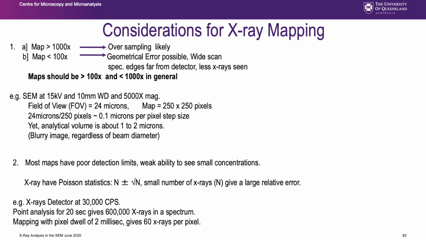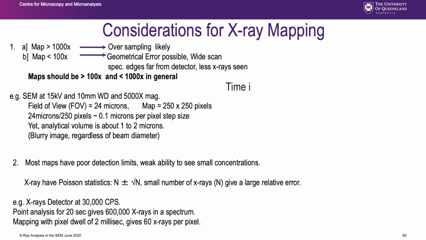So what I need to do is be a lot faster. I usually have fewer pixels and I usually pause at each pixel for a lot shorter time. Say 2 milliseconds might be quite typical. So 2 milliseconds, 2 thousandths of a second, with the same detector setup at 30,000 counts per second, I'm only getting 60 X-rays total in that spectrum. And because I've got so few X-rays, I've got poor detection limits.